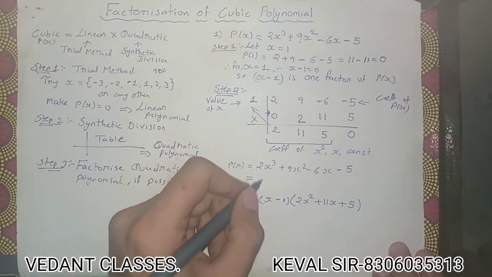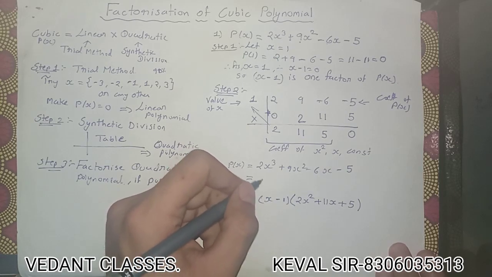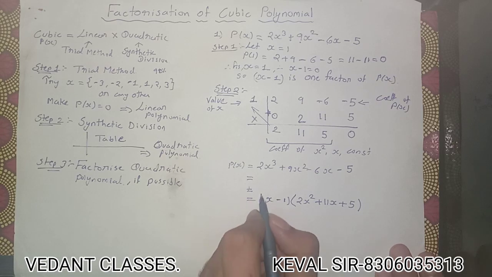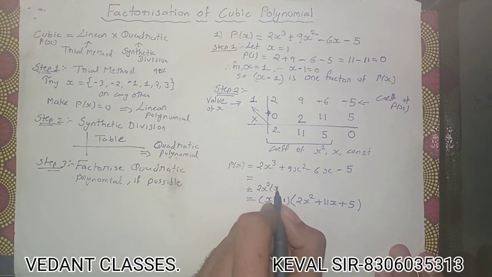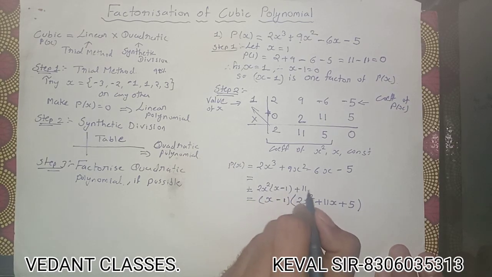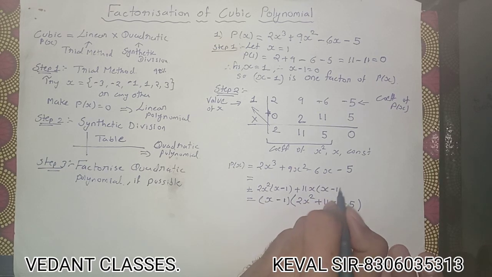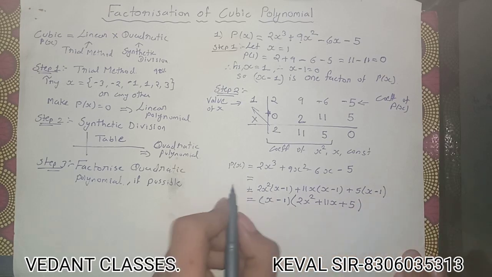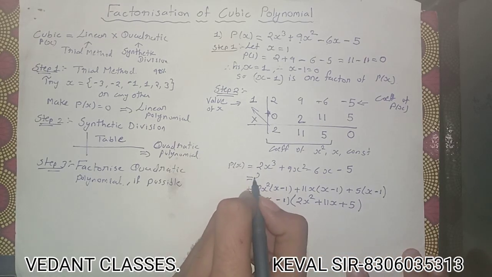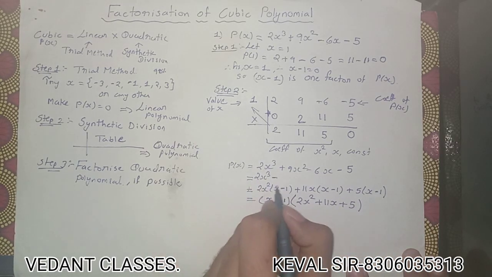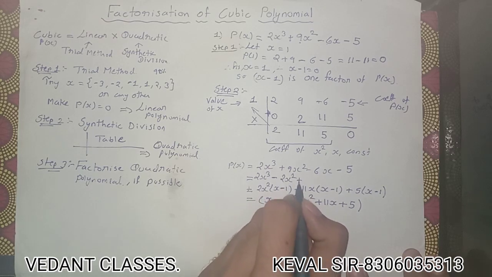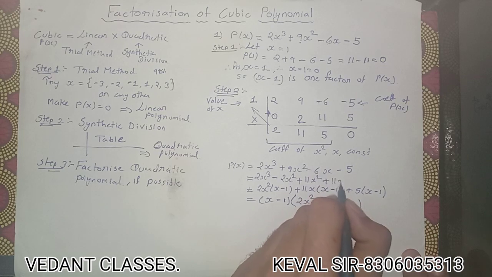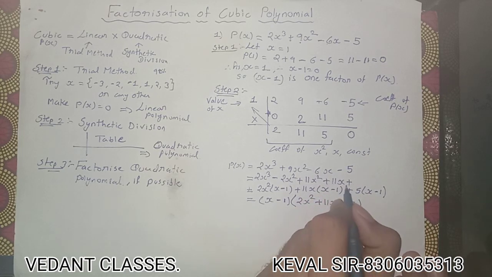Now you just need to show it like a splitting term method. So you multiply 2x square into x minus 1 plus 11x into x minus 1 plus 5 into x minus 1. Just multiply it, it will be 2x cube minus 2x square plus 11x square, then plus 11x plus 5x.